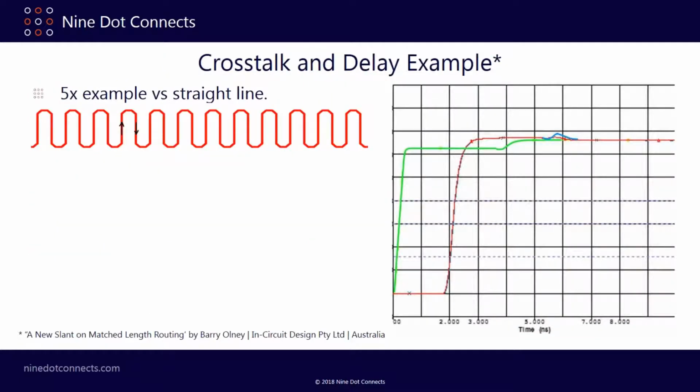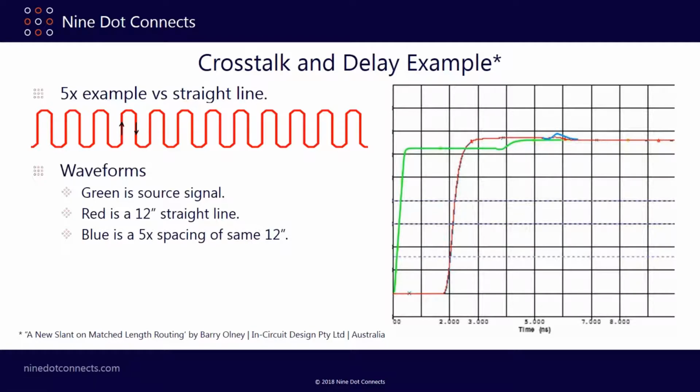So let's go through a specific example. If I take a 12-inch straight line, represented by this red waveform, and I'm going to compare it to a gap of 5H. So on your waveforms over here, green is your source signal, red is the 12-inch straight line, as I said before, and the blue, which you hardly see at all, is the waveform at the end of this 5H gap example. The only thing you see is a little bit of crosstalk created right here.